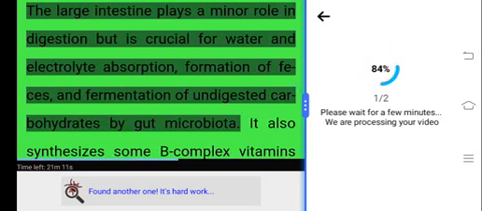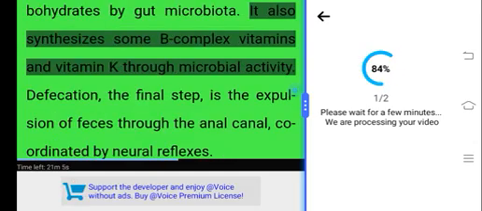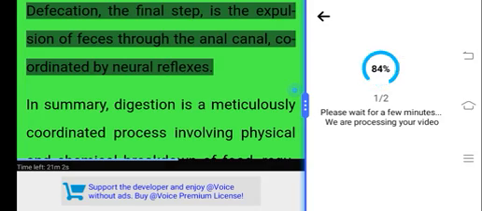The large intestine plays a minor role in digestion but is crucial for water and electrolyte absorption, formation of feces, and fermentation of undigested carbohydrates by gut microbiota. It also synthesizes some B-complex vitamins and vitamin K through microbial activity. Defecation, the final step, is the expulsion of feces through the anal canal, coordinated by neural reflexes.